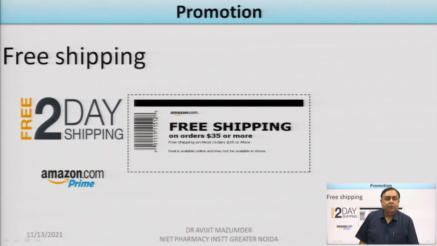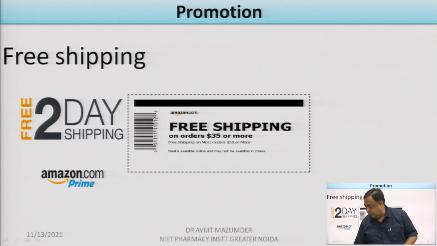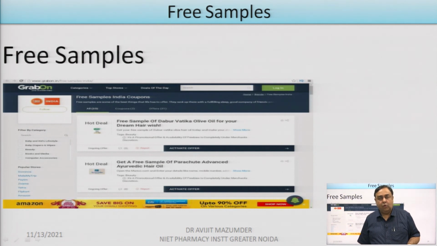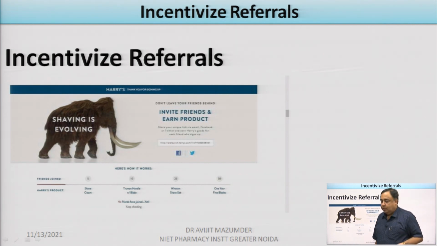This is the free shipping. They are providing, for a short period of time, two days free shipping across Amazon. Immediately people try to subscribe to Amazon Prime to avail this particular benefit. Free samples are another approach given by the online mode, which you can see across. Next is incentivized referrals. If you are referring to your friends or relatives, and they are utilizing this product or service, then they give you certain benefits.